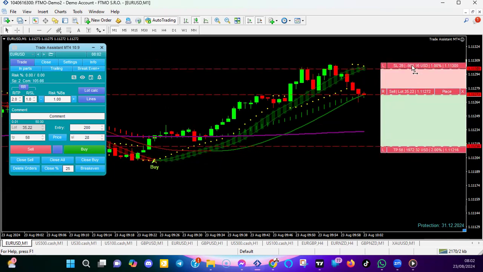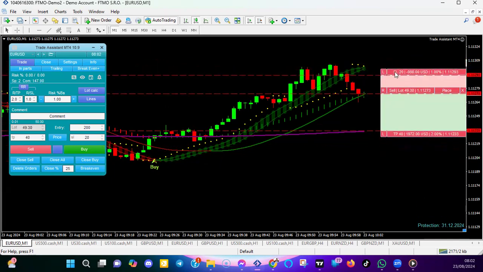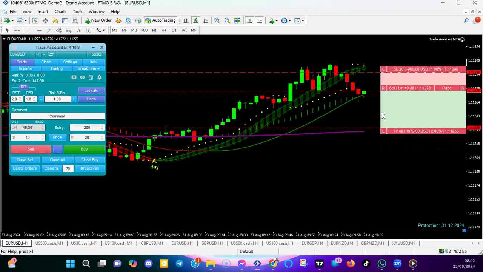So we keep 2 pips away. SL20 means 2 pips away from entry. Have that floating. Hopefully we'll get some more downward movement.